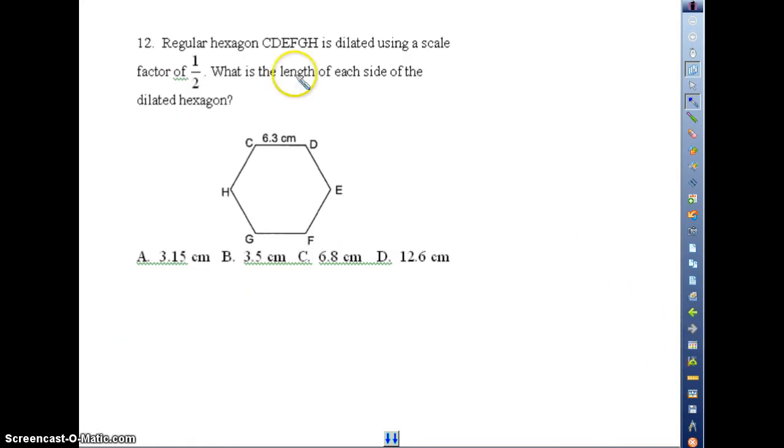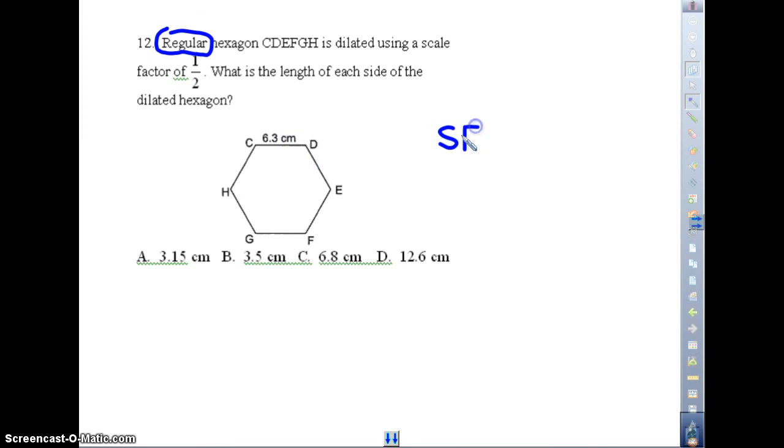Number 12, regular hexagon CDEFG is dilated using a scale factor of 1/2. What is the length of each side of the dilated hexagon? Regular means that each one of the side lengths is the same. So this is 6.3, 6.3, 6.3, 6.3, 6.3, 6.3.